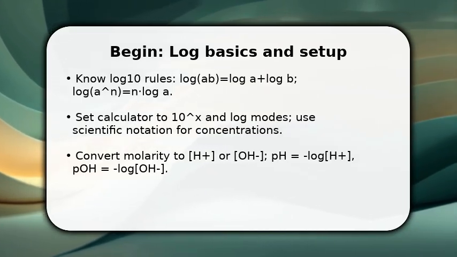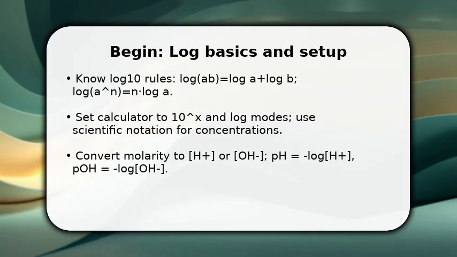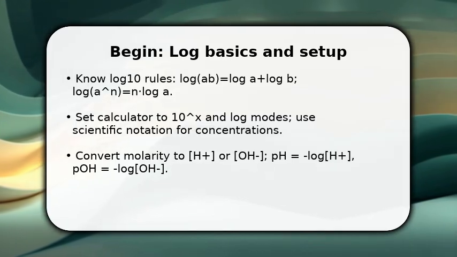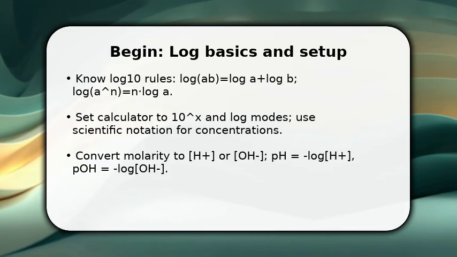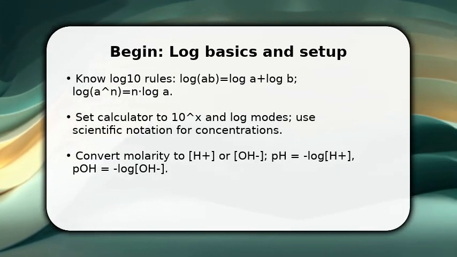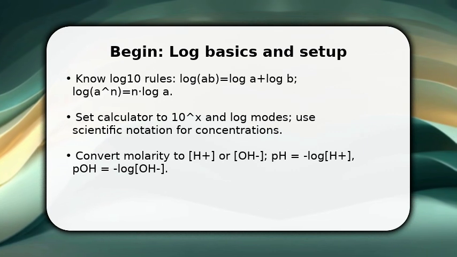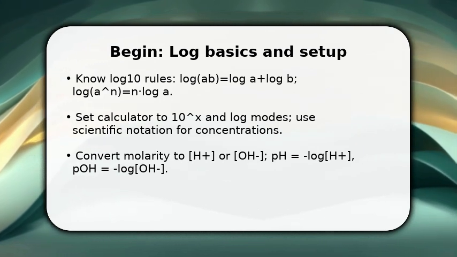For acids, find H+. Once done, compute pH as negative log of H+. Make sure to keep track of units and significant figures because the log changes precision. These immediate steps put you into problem-solving mode fast.